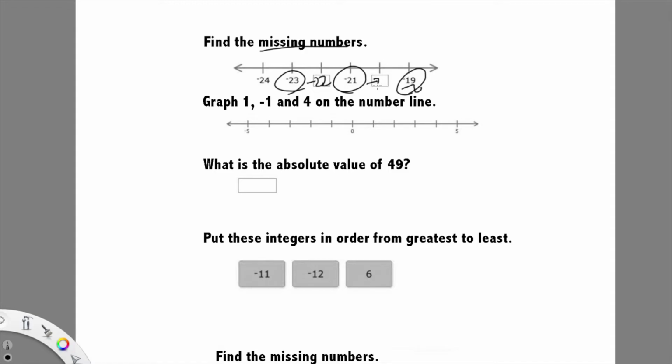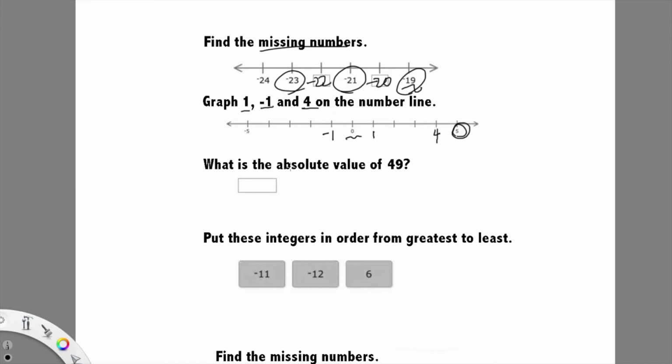The next question is simple, just like the first question. Graph 1, negative 1, and 4. Since the positive 5 is already there, you can see that positive 4 is behind 5. Also for 1 and negative 1, 0 is there for us, which means left of 0 is negative 1 and the right is positive.